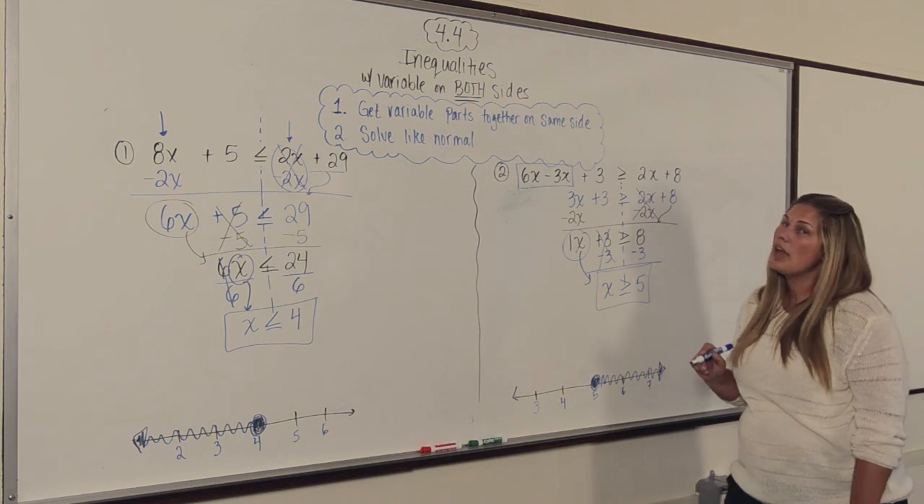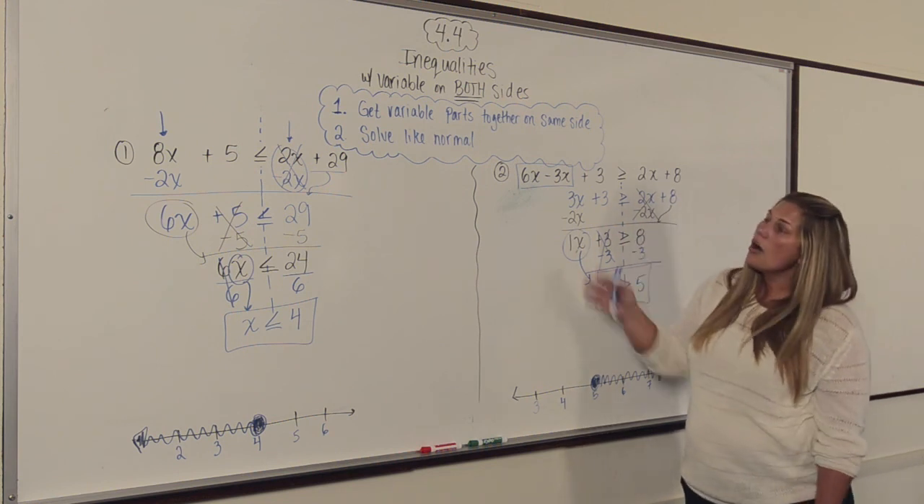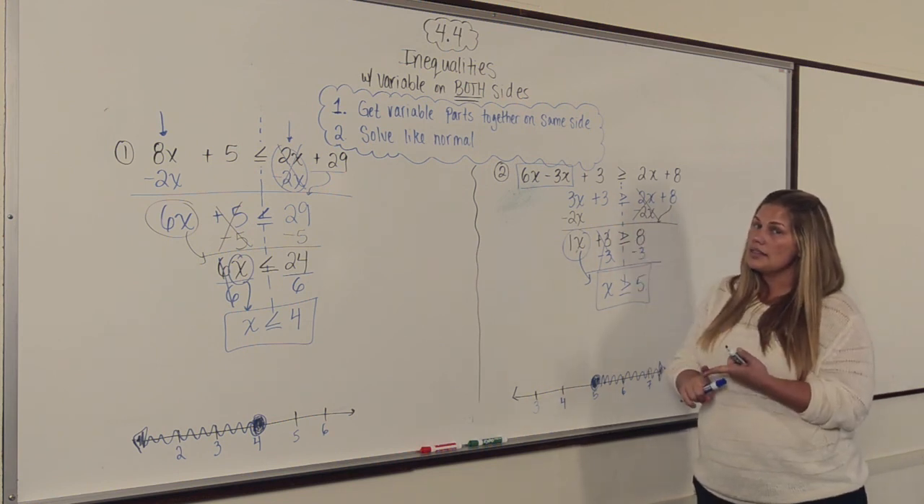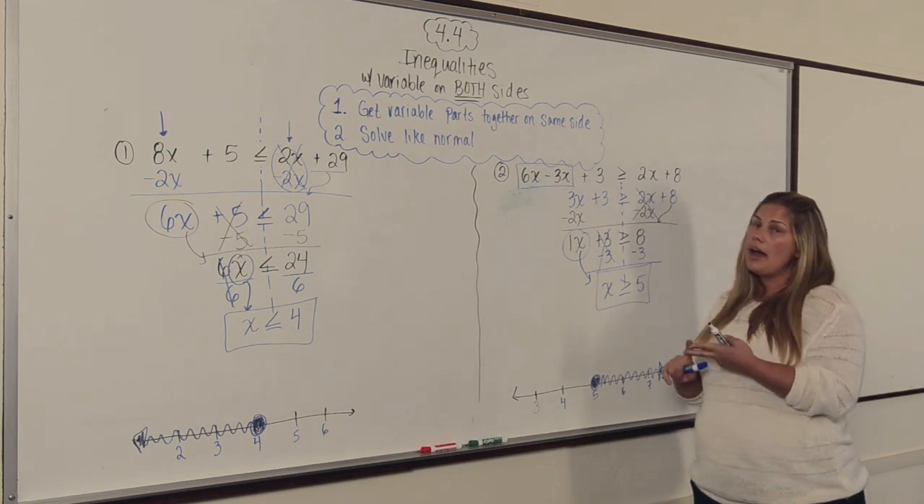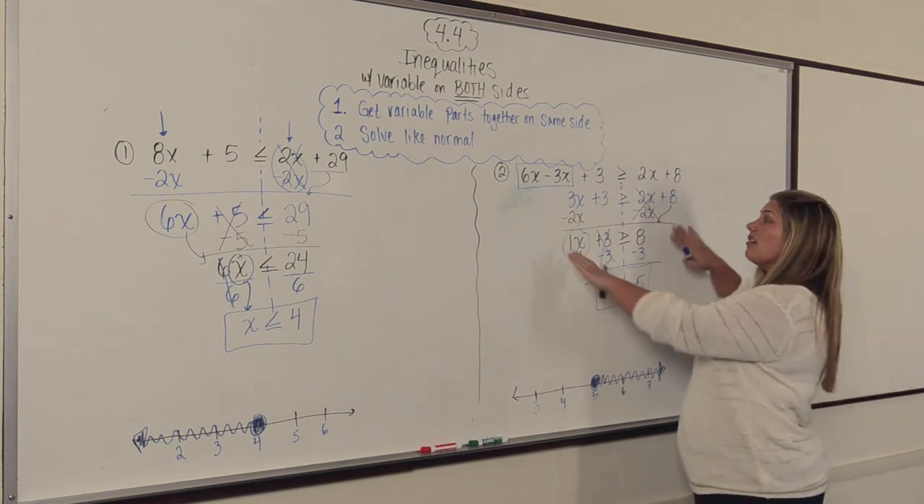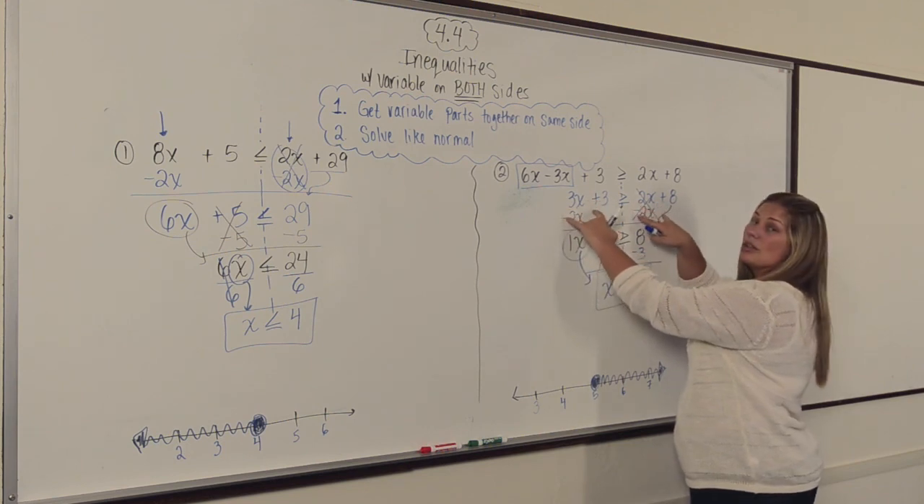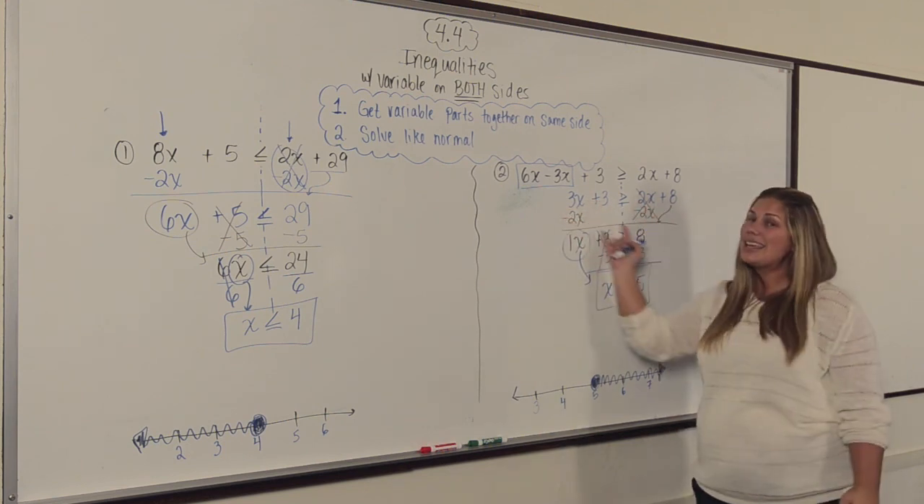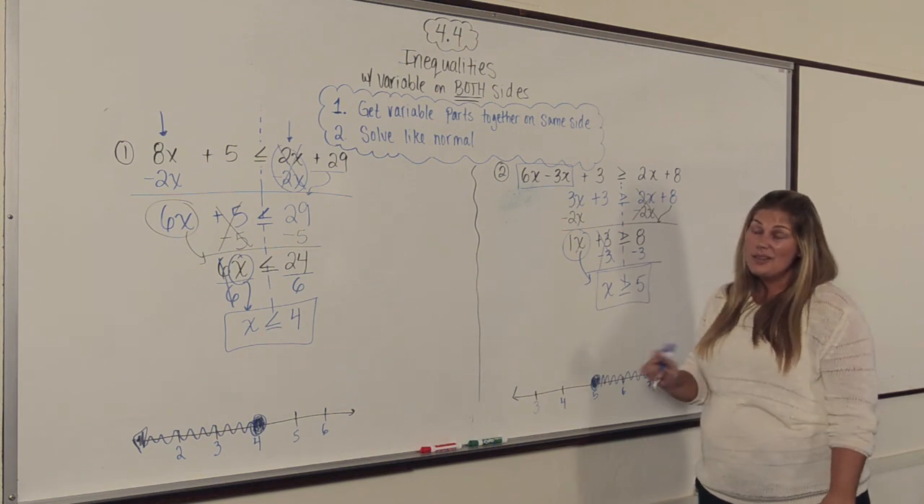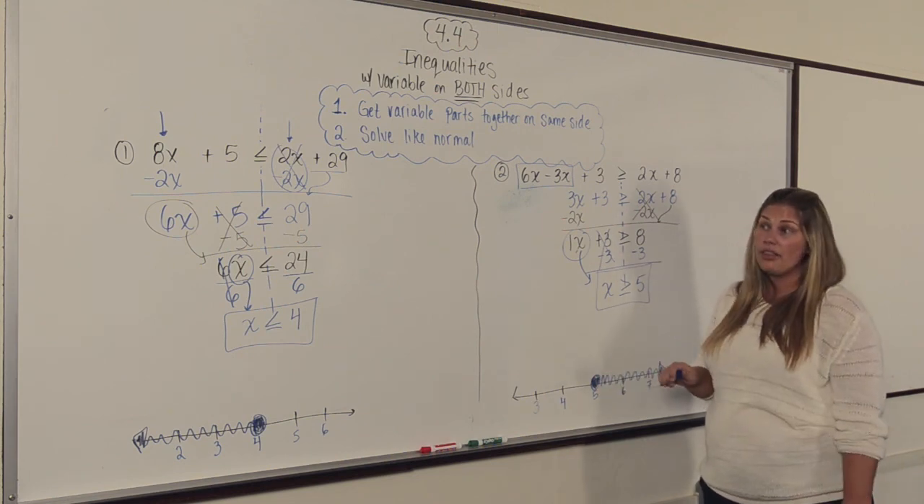So anytime we have inequalities, all we have to do is get rid of the parentheses if we have them, combine the like terms. When the variables are on different sides of the inequality sign, we have to make sure we use the inverse operation to get them together on one side. Then it's just like solving any other inequality.